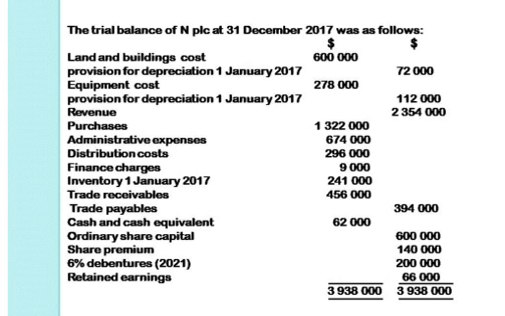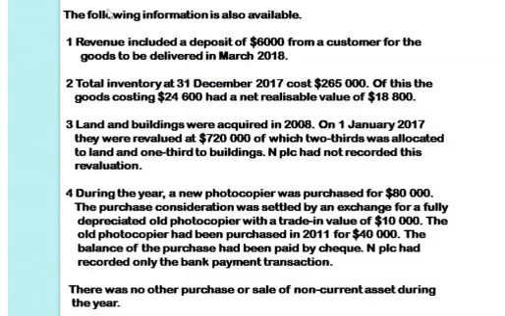The information given is about land and building, provision for depreciation for land and building, equipments, provision for depreciation for equipments, revenue, purchases, administrative expenses, distribution cost, financial charges, inventory, which is the opening inventory, trade receivable, trade payable, cash and cash equivalent, ordinary share capital, share premium, debenture and retained earnings. Further, the following information is also available.